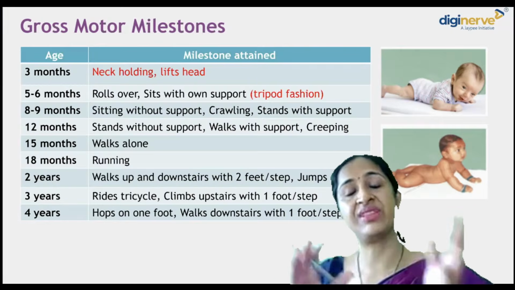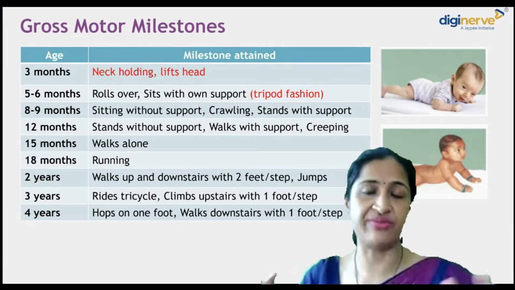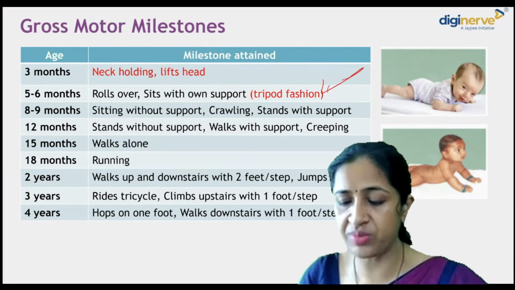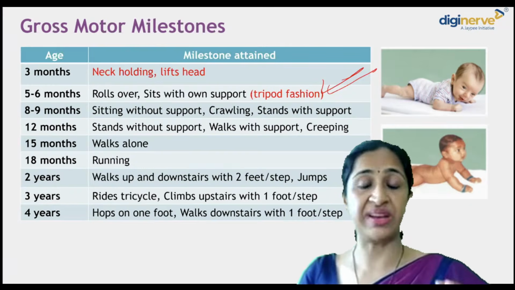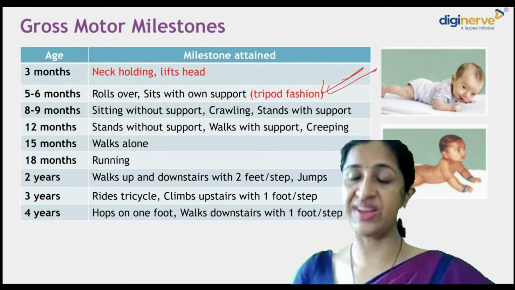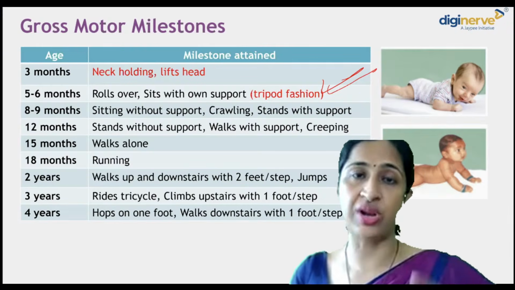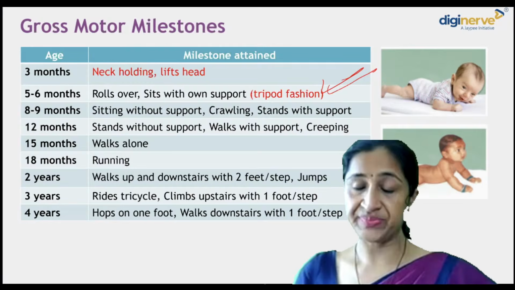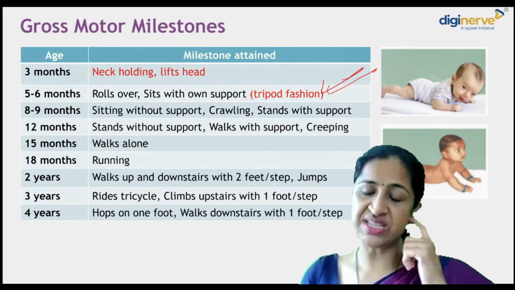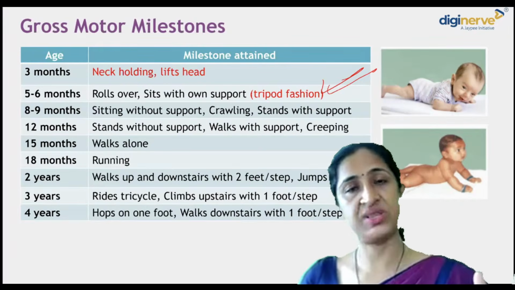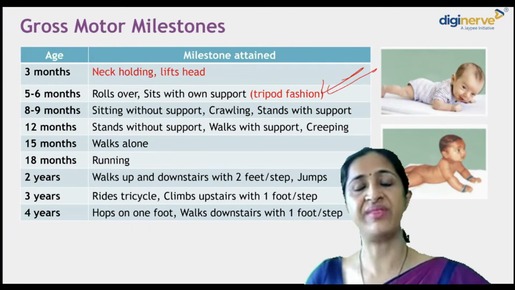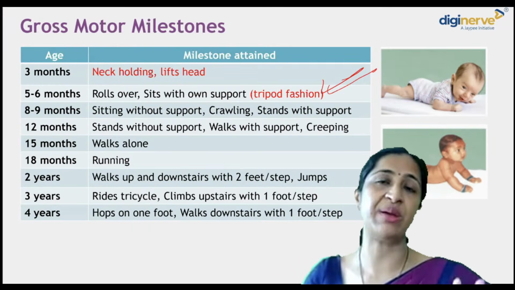This is sitting that the child may not attain by himself. You make the child sit, the child keeps its hand in front of them, called the tripod position, and the child is able to maintain a balance. 9 months, child starts sitting without support as well as starts standing with support and crawling. Crawling is abdomen on the ground. Okay. By 12 months, the child stands without support, walks with support. Walks means holds hands and walks. Creeping, where the child is crawling with abdomen off the ground.